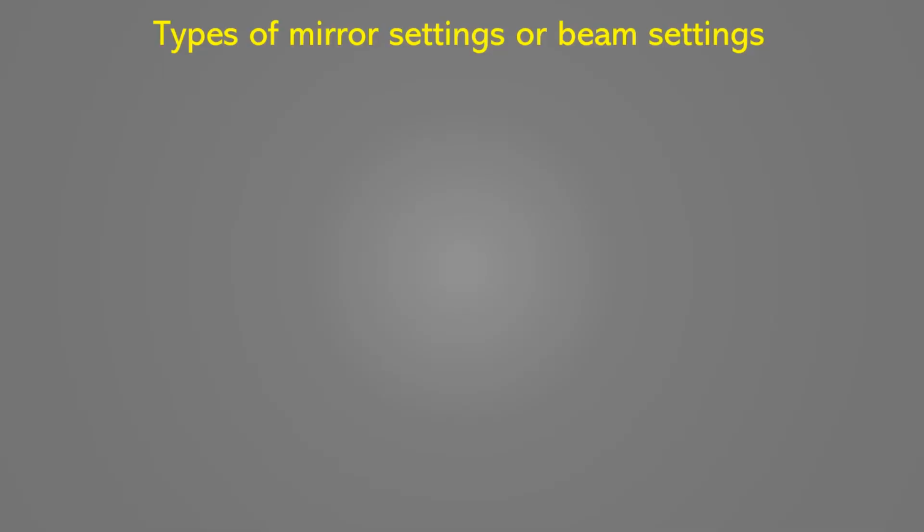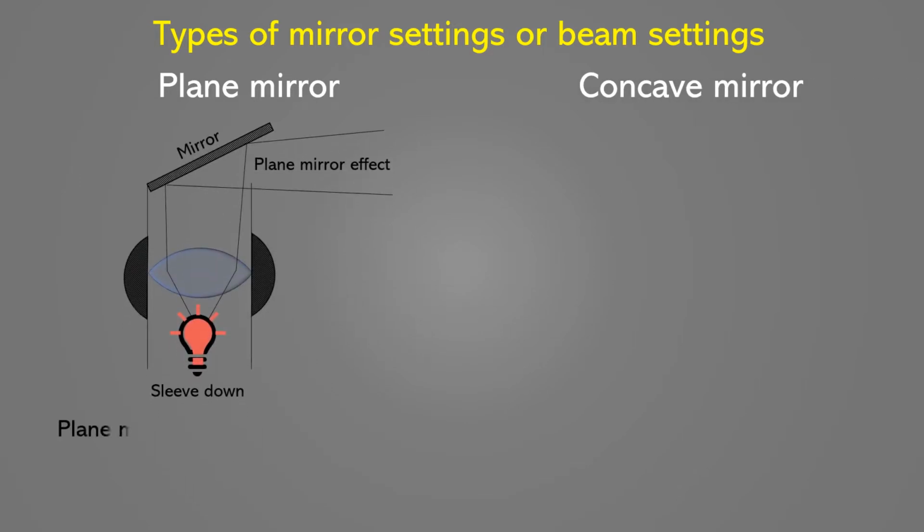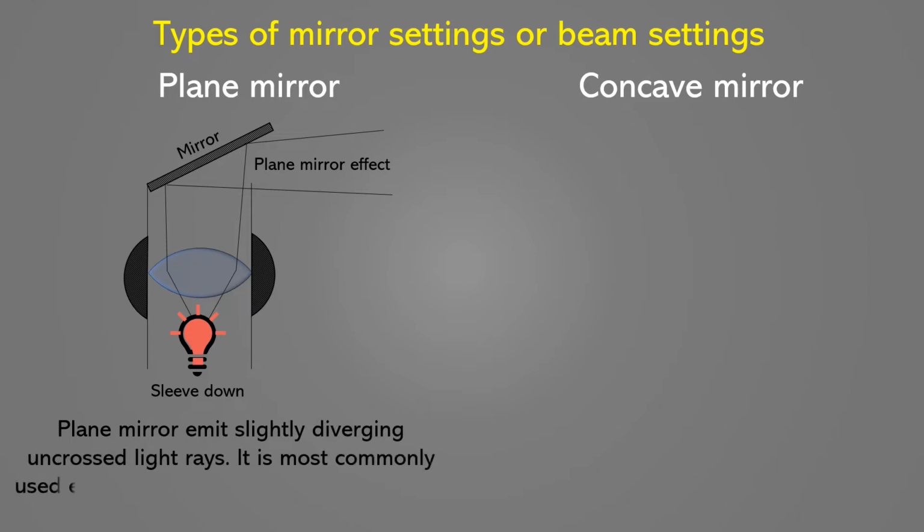Types of mirror settings or beam settings. In the illumination stage, when we shine a light into the eye to see the glow, two types of mirrors are used to reflect light rays from the retinoscope, which are the plane mirror and the concave mirror. The plane mirror emits slightly diverging uncrossed light rays. It is the most commonly used effect for determining refractive power under normal conditions, and this effect can be achieved by placing the sleeve in the down position.